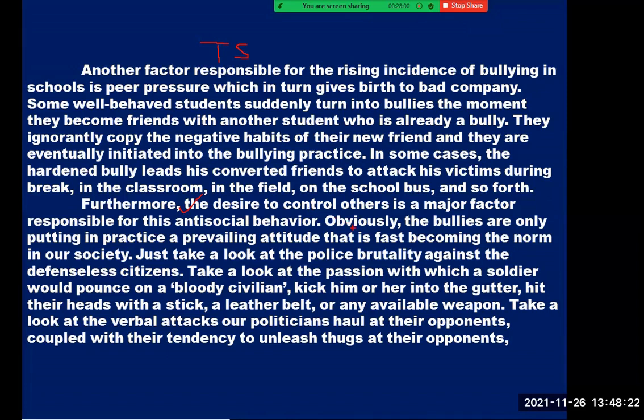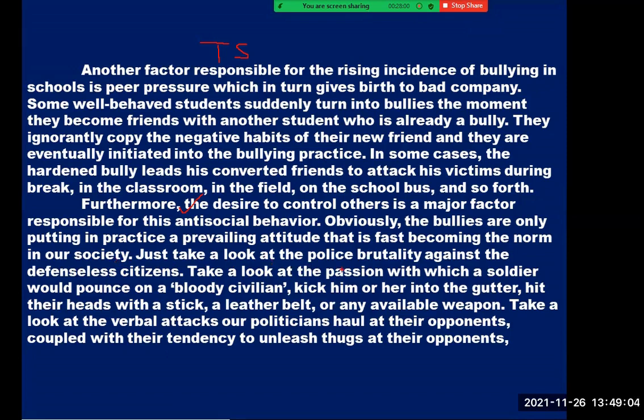Now, let's discuss it. Obviously, the bullies are only putting in practice a prevailing attitude that is fast becoming the norm in our society. You are saying that this is an attitude that is prevailing in the society. People desire to control others. It's just happening in society, and the majority of people in our society have just adopted that attitude, and it's something we find them doing. So it is a societal evil, a societal ill that needs to be tackled head on.